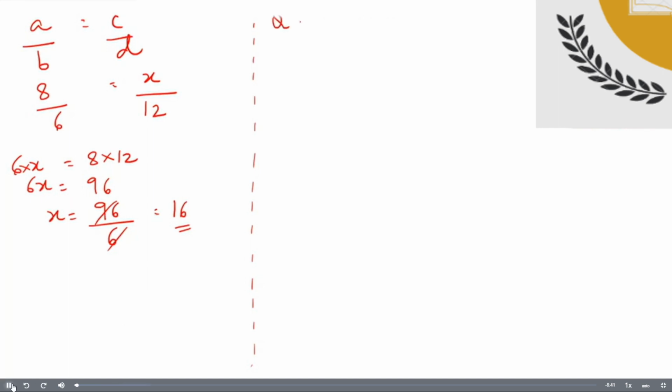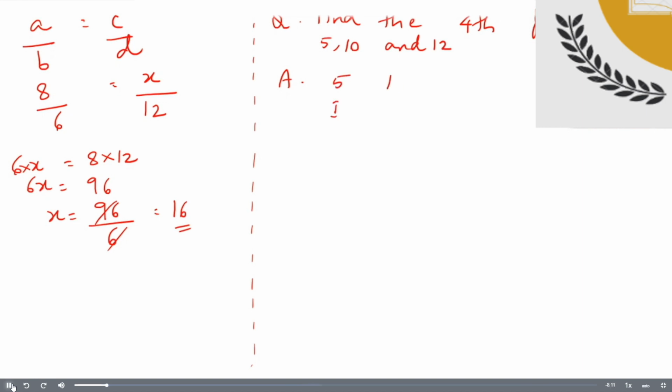Let's take one more question. Find the fourth proportion of 5, 10 and 12. Because they've given you the question as find the fourth proportion, you know that 5 is the first proportion, 10 is the second and 12 is the third proportion. Let's say the fourth is X. We don't know what X is.